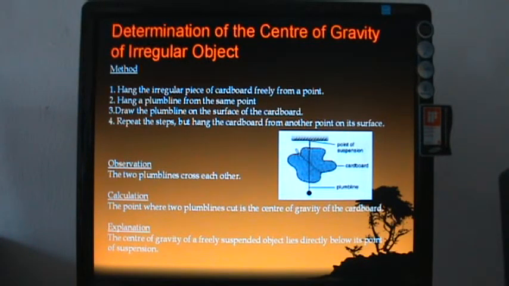So the 2 plumb lines cross each other. That's the observation. And the conclusion is that the point where the 2 plumb lines cut is the center of gravity of the cardboard. Explanation: the center of gravity of a freely suspended object lies directly below its point of suspension. So these are just below the point of suspension. The center of gravity is somewhere below the point of suspension.